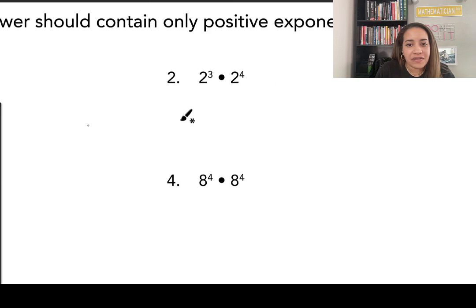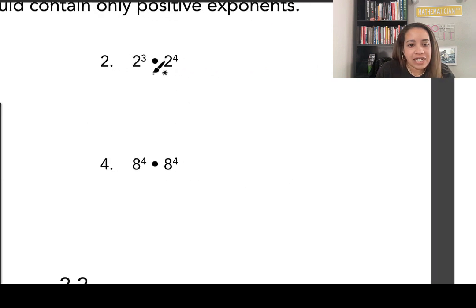Number 2 is very similar. I see that dot in the middle again, and that means multiplication. Whenever we are multiplying exponents that have the same base, we keep the base the same, and we add up the exponents. 3 plus 4 is 7. So again, our final answer on this problem is also 2 to the 7th power.